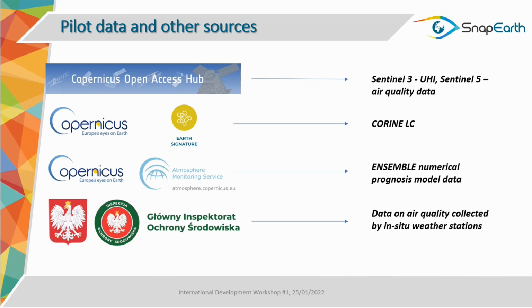What are the source data of our pilot? Mainly we are using the Copernicus Open Access Hub to download Sentinel-3 and Sentinel-5 data for air quality and urban heat islands. Copernicus and Earth observation, we are using the information about land cover and land use from the CORINE service, and from the Atmosphere Monitoring Service from Copernicus.